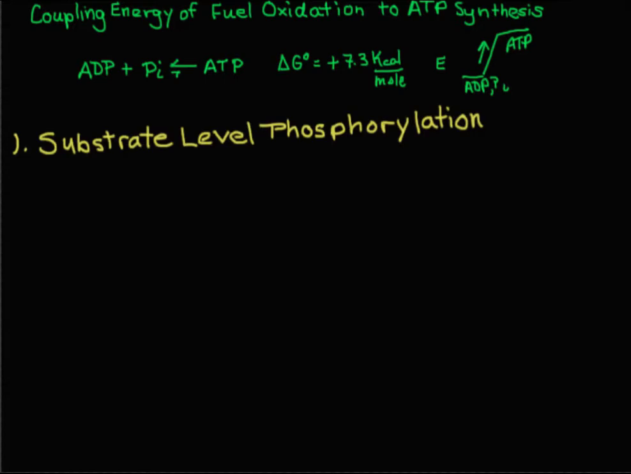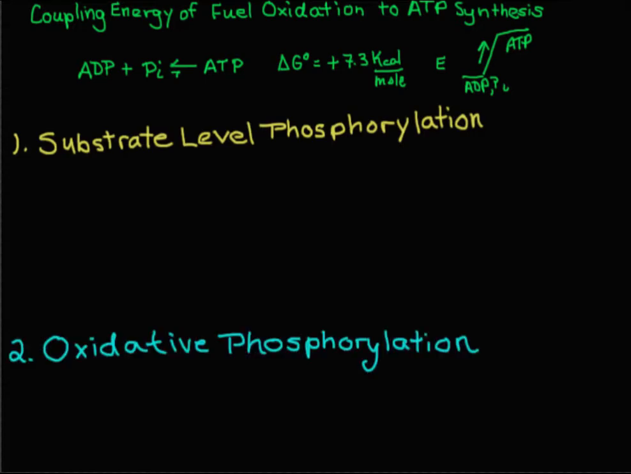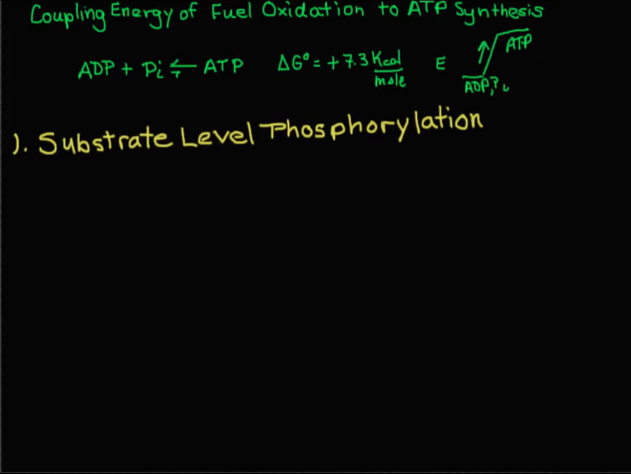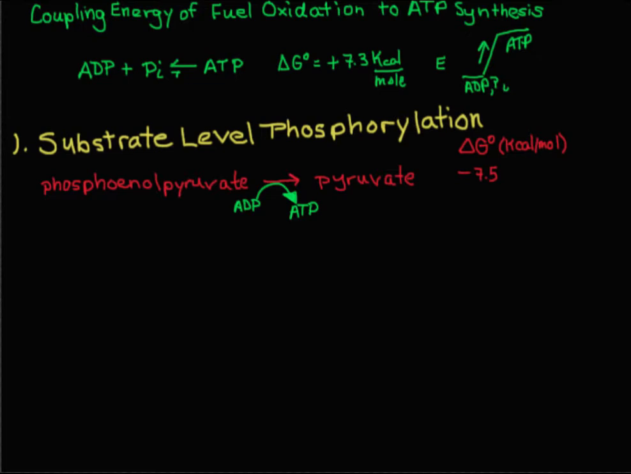There's substrate level phosphorylation and oxidative phosphorylation. For now, let's talk about substrate level phosphorylation. And as an example, let's use phosphoenolpyruvate being converted to pyruvate. Phosphoenolpyruvate, we learned, has a high energy phosphate bond. And so it's the substrate, phosphoenolpyruvate, which provides the free energy to synthesize ATP. And this is a very exergonic reaction, minus 7.5 kcal per mole.